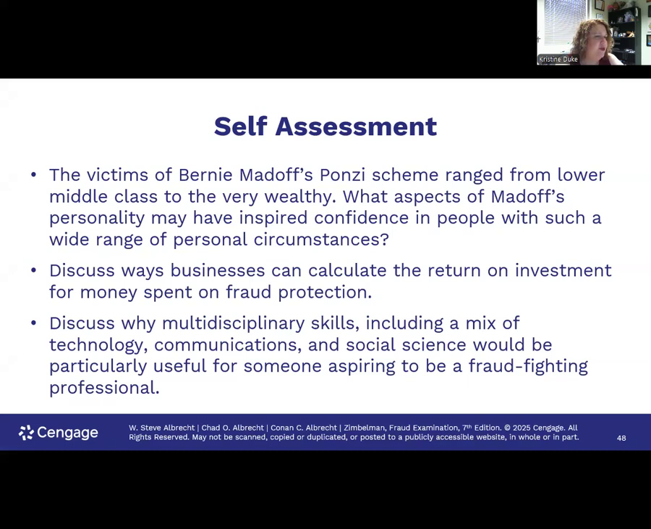This can calculate the return on investment for money spent on fraud protection. Well, what they can do is look at the money that they've spent. They can look at the assumption that 5% of their revenue would be lost to fraud, and then they can look at the money that they spent on it, and if it's less than the 5%, they can do it that way. And multidisciplinary skills, because there's so much that goes into fraud.